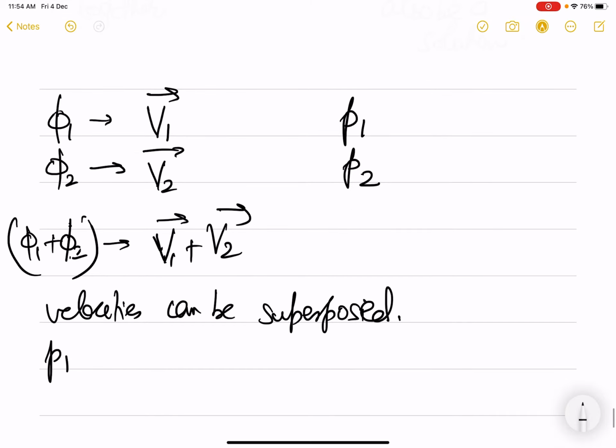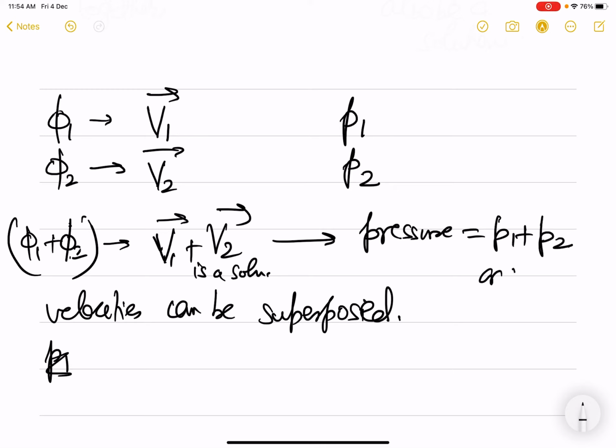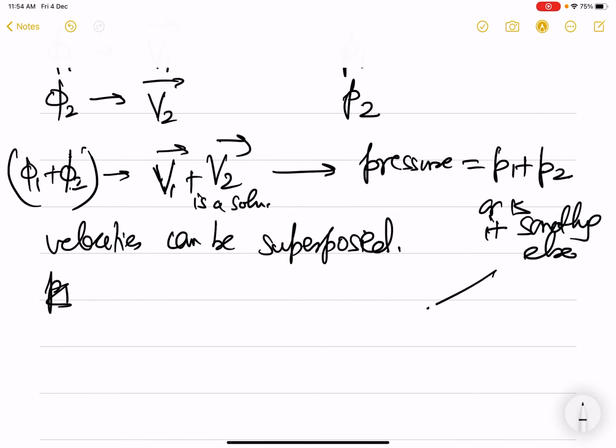What about pressure? If for this flow where phi 1 plus phi 2 has been superposed with the boundary conditions, v1 plus v2 is a solution. Now we asked, is the pressure in this flow equal to p1 plus p2 or is it something else? And the answer is that pressure in this flow will not be equal to p1 plus p2.